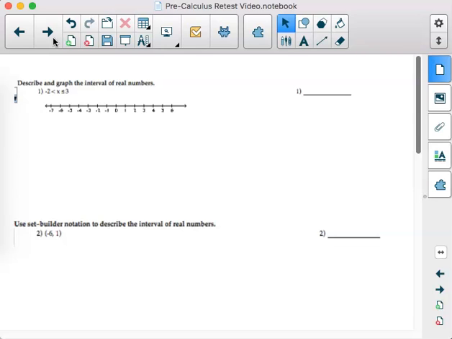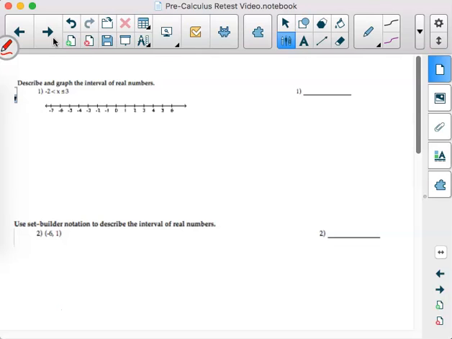Now, distance learners are going to recognize this as the test that they took. So what I'm going to do is go through this with you, and as I go through it, talk to you about some of the things that I saw that people are doing. They might be just 1 or 2 people that did it, but I have to make sure those habits are stopped. So number 1 says describe and graph the interval of real numbers.